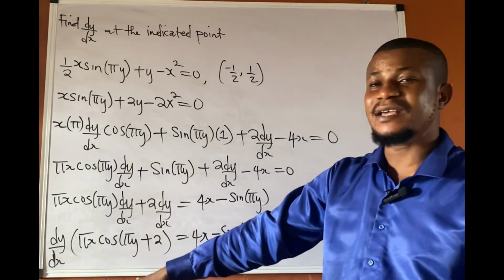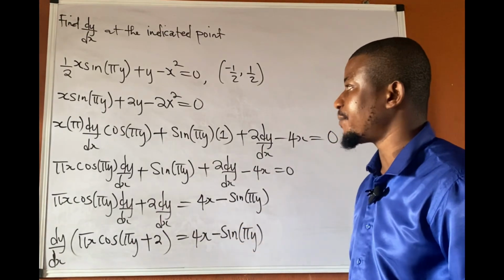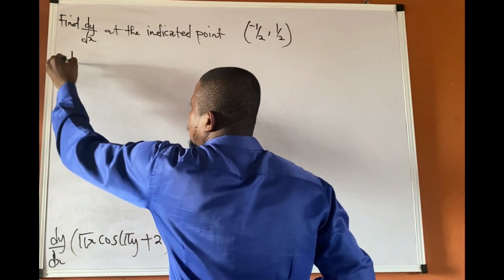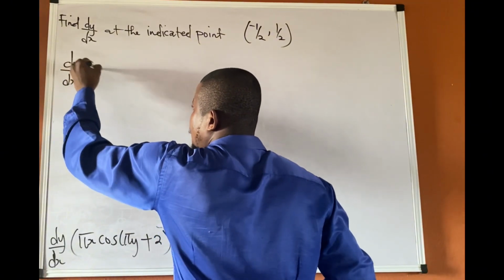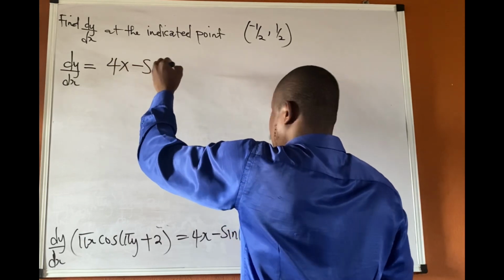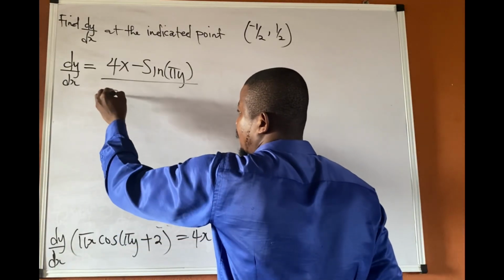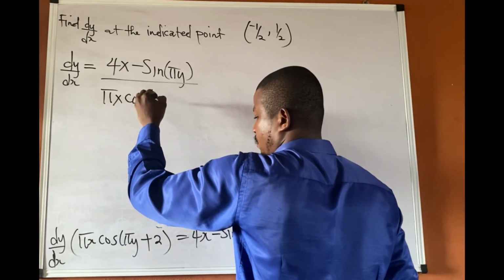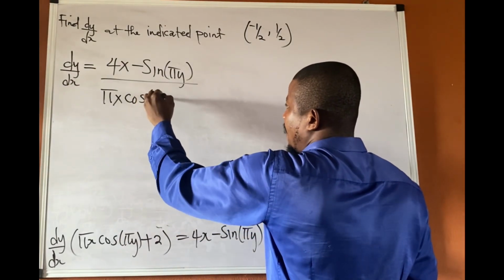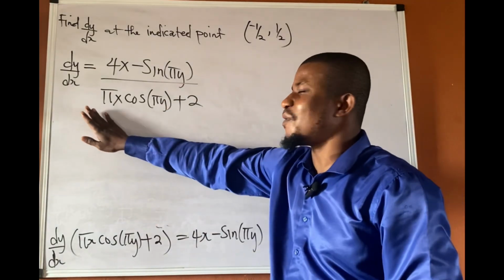Now the next thing is to make dy/dx the subject of the formula, and we move to the next step. So from this, we can now make dy/dx the subject: dy/dx is equal to the whole of this, 4x minus sine pi y, all over this, pi x cos pi y plus 2. Okay, this is our dy/dx.